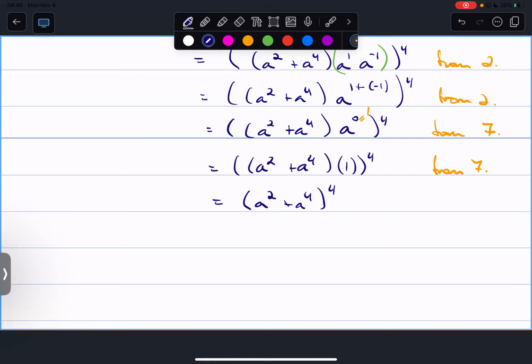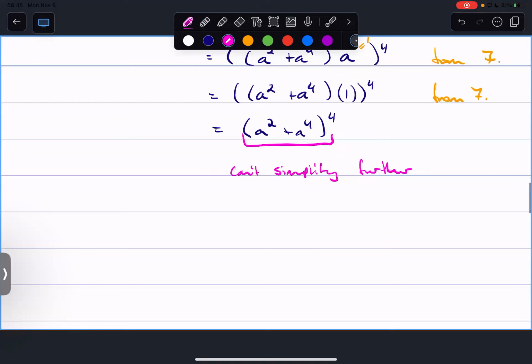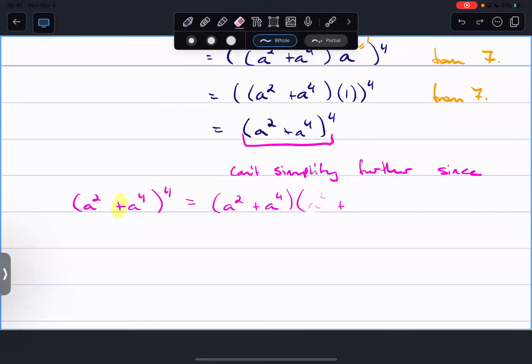Now there's nothing I can do here. That's simplified because I'm adding inside, right? Technically what you could do is you could expand it, right? And so we can't simplify further. Since a to the power of 2 plus a to the power of 4, I'll just highlight the reason is the addition inside. To the power of 4 is a to the power of 2 plus a to the power of 4 times a to the power of 2 plus a to the power of 4. Let me just copy and paste that.